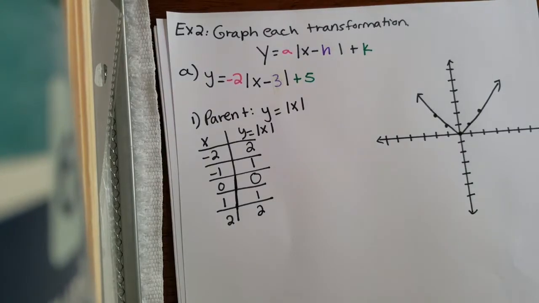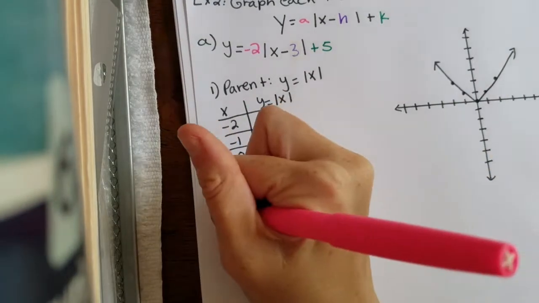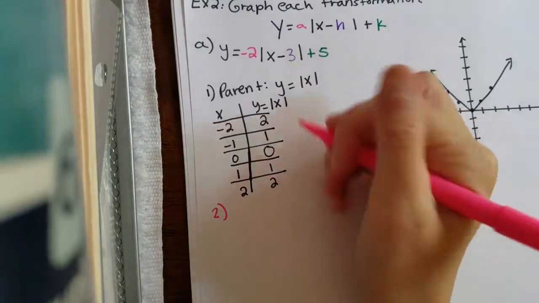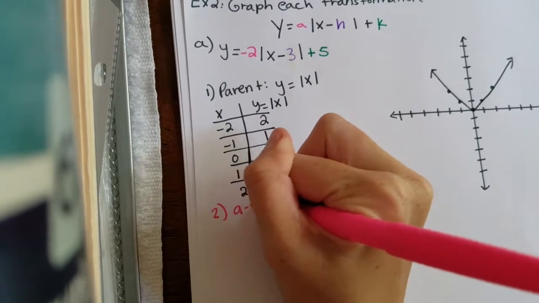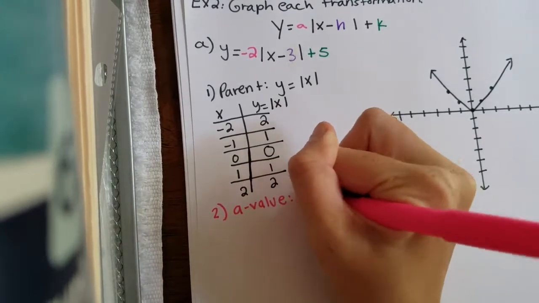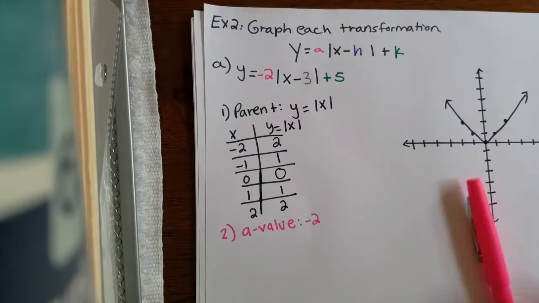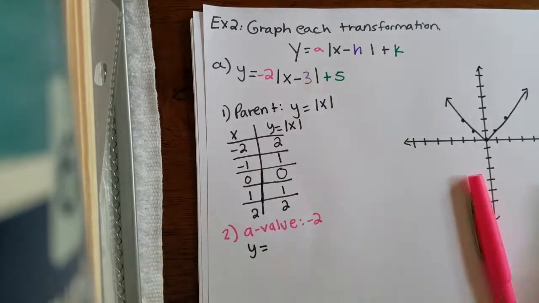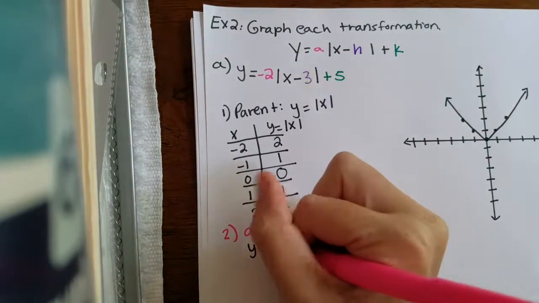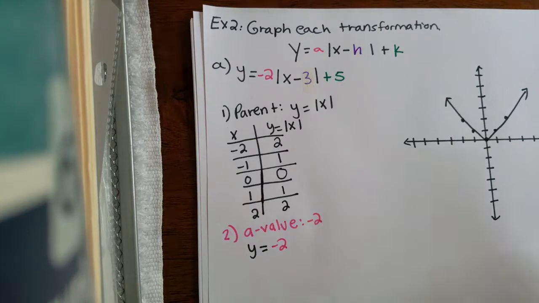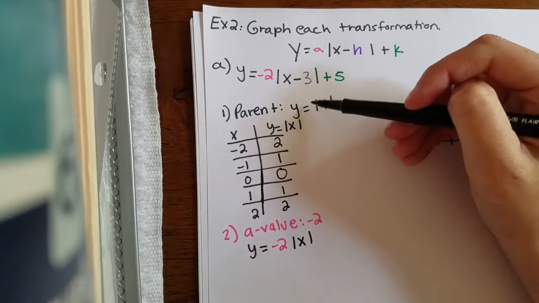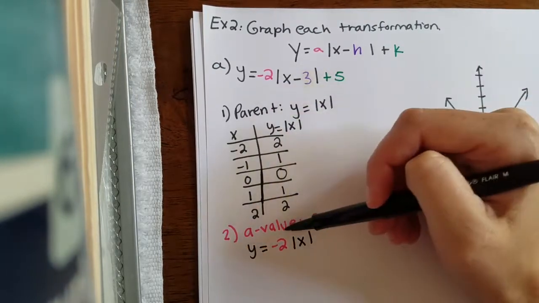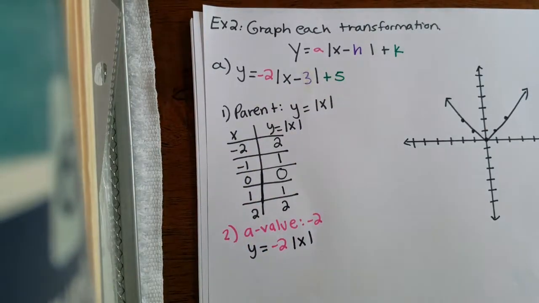So the second thing I'm going to do is deal with the A value. I'll label this as 2. The second thing we're doing is the A value, which is -2. And the function we're going to deal with is y equals the A value, because the A value comes first, -2 times the absolute value of x. So all I did, I started from here and I just added on one more piece to my parent function, which is my -2. I just put a -2 in front of my parent function.